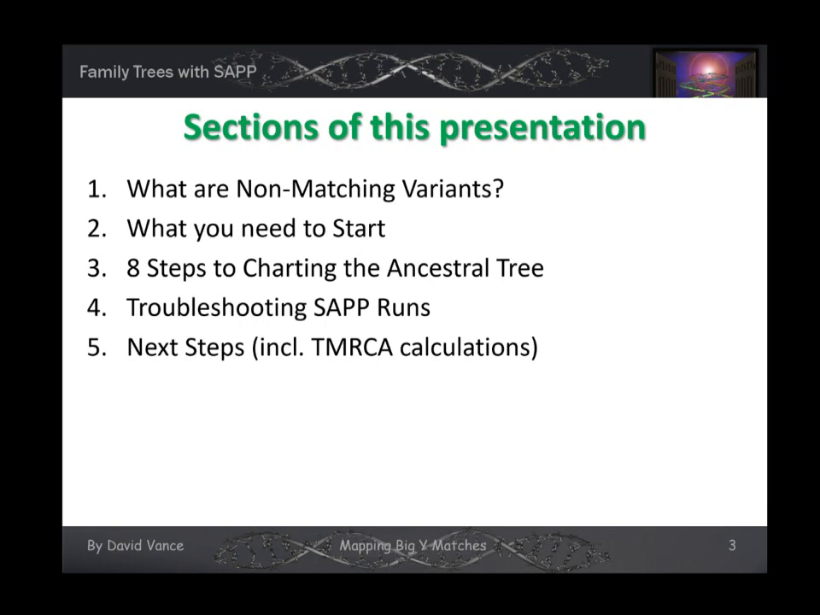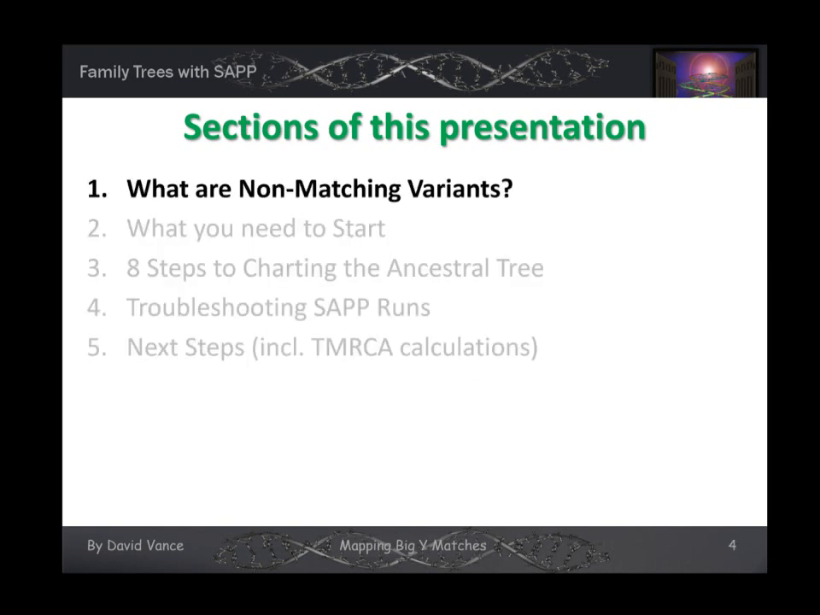There are 8 steps that I'll show you to produce the chart of the ancestral tree. I'll finish up using SAPP. Again, you can do it manually. We'll talk about that in a few minutes. There's a couple of problems that you may encounter with the SAPP runs, so I'll talk about the error messages that you may get. And then we'll finish up, and I'll also give a quick overview of how I do the TMRCA calculations and give you some tools to run those estimates as well.